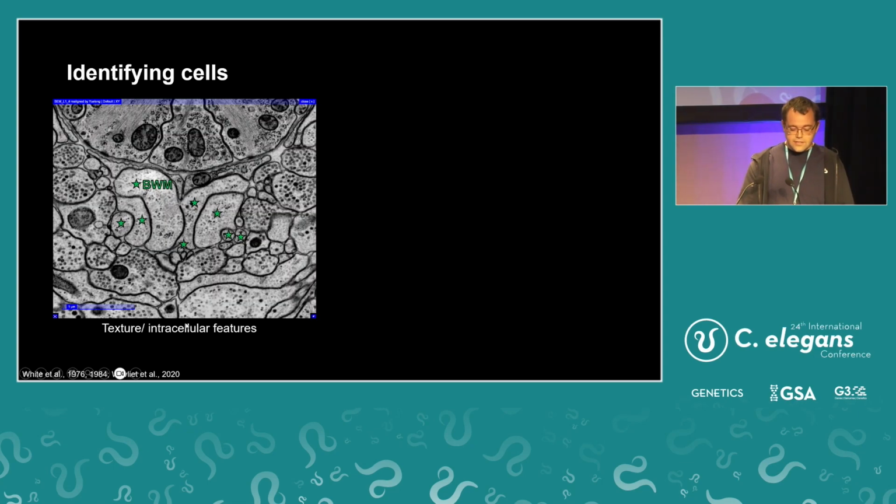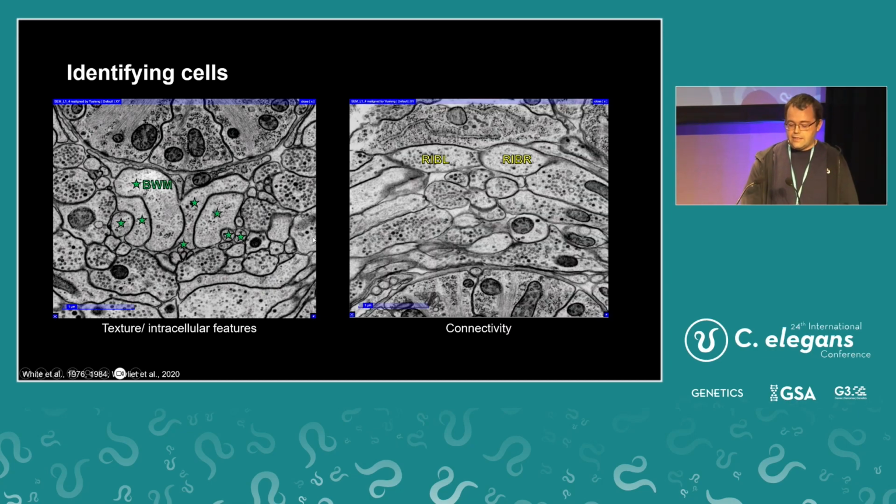Then there's the texture of the cells and the intracellular features. For example, body wall muscles always sit in this area of the nerve ring and they're full of ribosomes. And then there's connectivity. So there are very stereotypic connectivity motifs in the nerve ring or the nerve cord. One of the most is most neurons tend to make a gap junction either on the dorsal or the ventral midline. So if you think you've found ROBL, you trace it round and it makes a gap junction to ROBR, you can feel pretty safe that you've done it right.